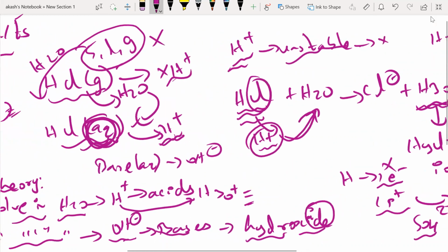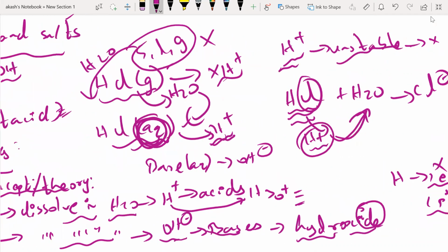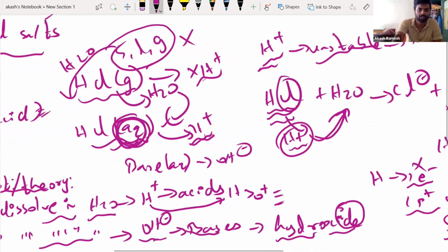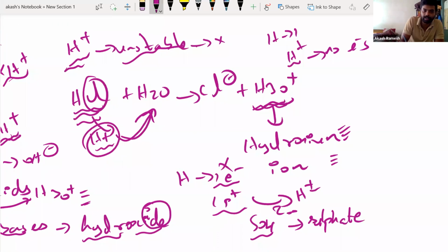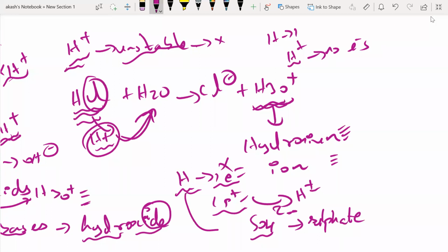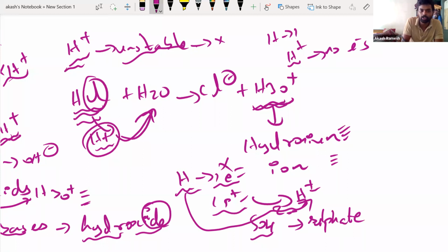Sir, can you explain once more why H plus ion is unstable, sir? Yeah, sure. Hydrogen has an atomic number of 1: 1 electron, 1 proton. Now for me to produce H plus, the hydrogen has to lose this electron to form a positive charge. So if it loses the electron, only 1 proton is remaining, right?